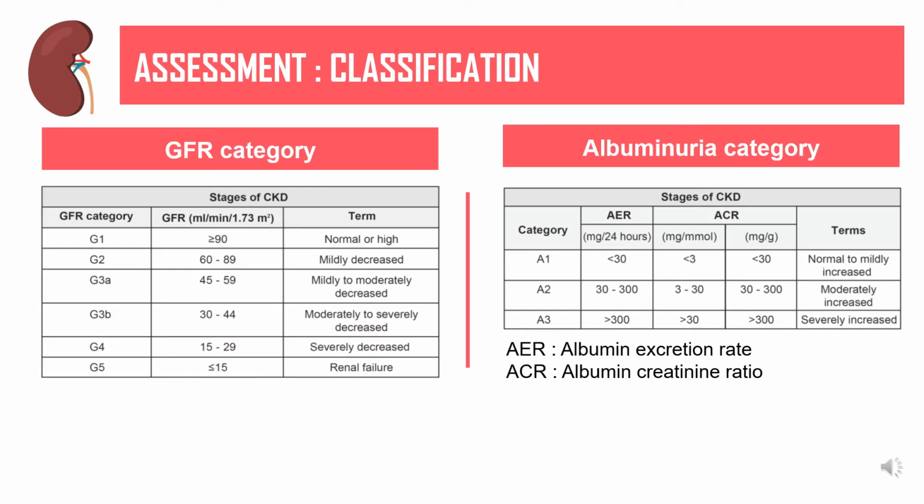Classification of CKD can be categorized based upon GFR category and albuminuria category. As mentioned in the previous slide, GFR category can be classified into 5 stages, which are G1, G2, G3, G4, and G5, depending on the calculated estimated GFR value. Meanwhile, for the albuminuria category, we can use either albumin excretion rate or albumin creatinine ratio to categorize them as A1, A2, or A3.